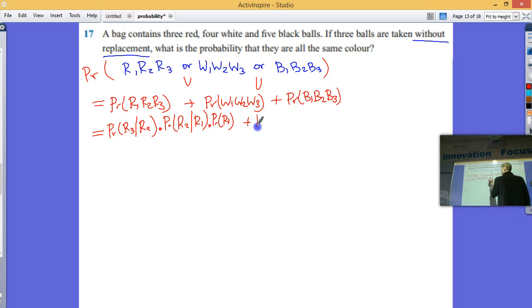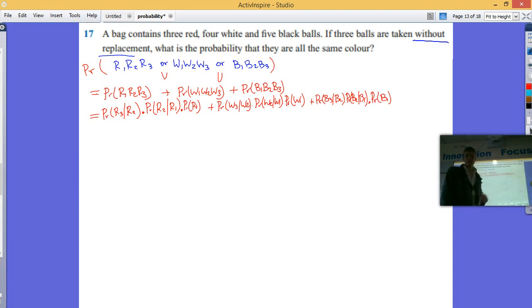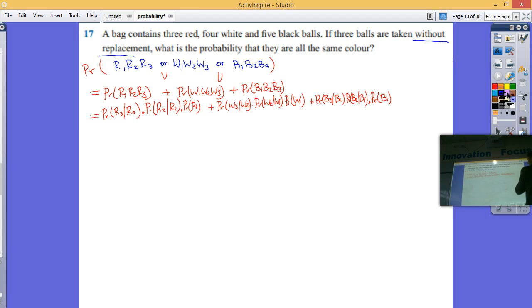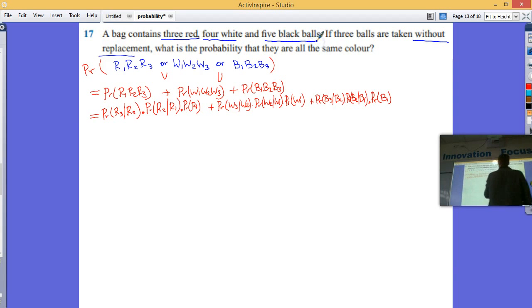The same approach applies for white. And it happens for both white and black balls, and we can have all the expression written in this form. We now want to determine what are the probabilities of each of the factors. So we have probability of red 3 given red 2. Well, we have to count now how many we have. We've got 3 red, 4 white, 5 black. So altogether there are 12 balls. So the number in my sample space is equal to 12.